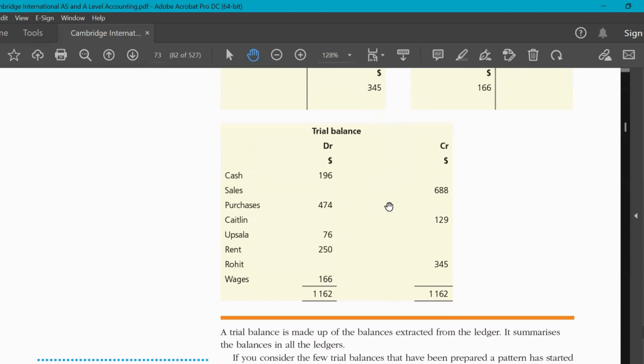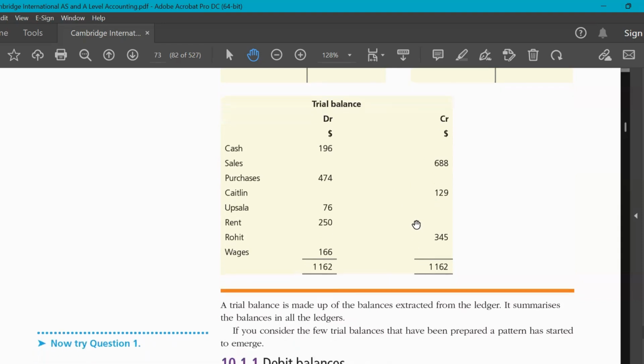Now, as you can see here, assets increase on the debit side. So let's see that part. Yeah. A trial balance is made up of balances extracted from the ledger, and it's the summary of the balances in all the ledgers. Remember that you do have also the cash. Cash is on the debit side. Sales is your income. It's always on the credit side. So this one was the summary of the T account.